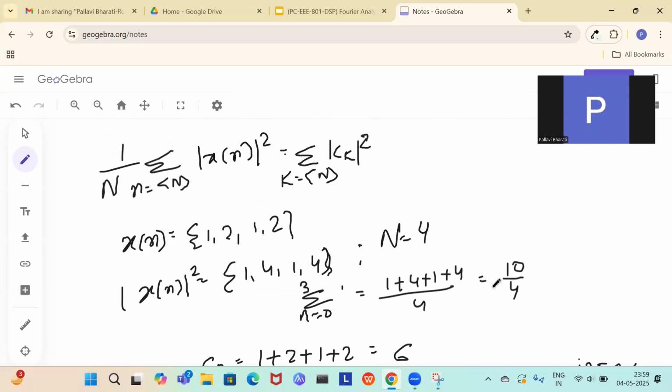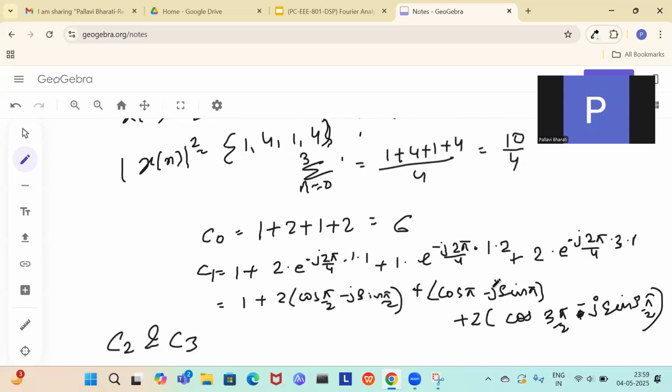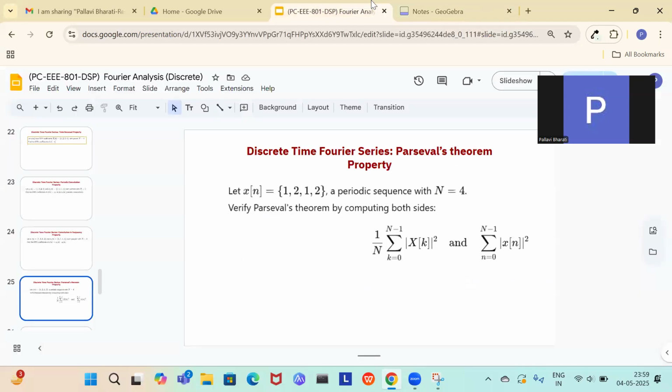After you get all these values, C0, C1, C2, C3, take the individual square of each and add them. C0 squared you will get 36. Same way take C1 squared, C2 squared, C3 squared, and then divide by 4. Then check whether these two parts are equal: 1 by N times the sum of x[n] squared and the sum of c_k squared. If they are equal, then Parseval's theorem, the property, is satisfied.